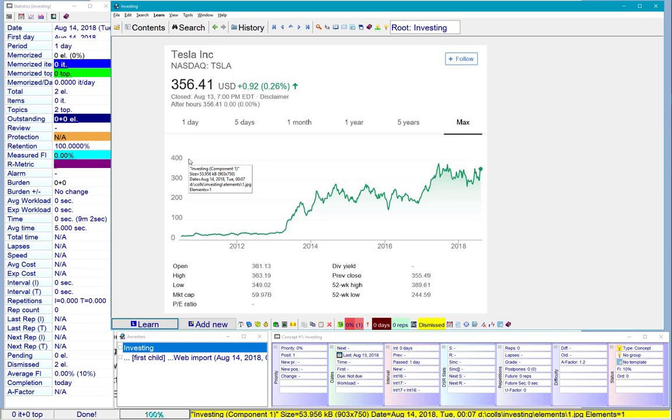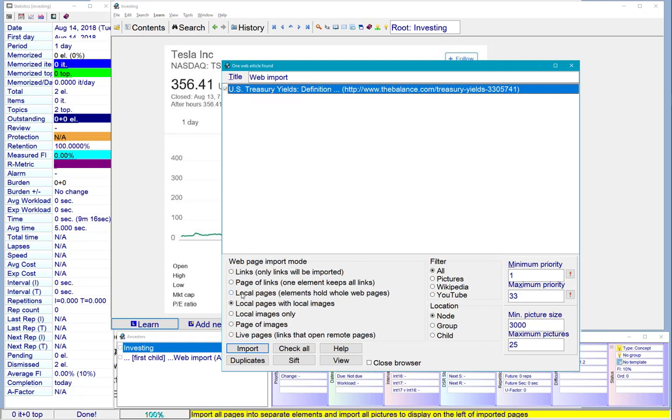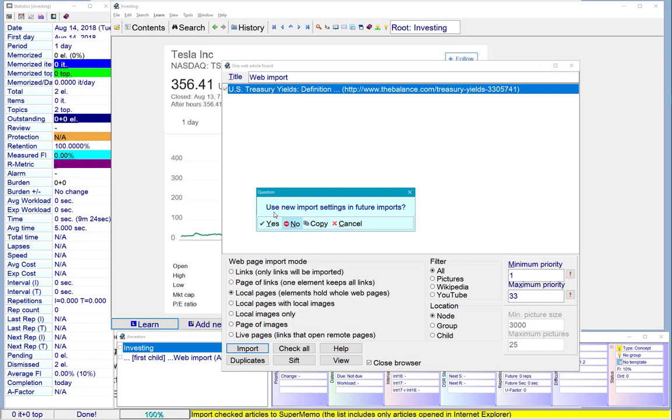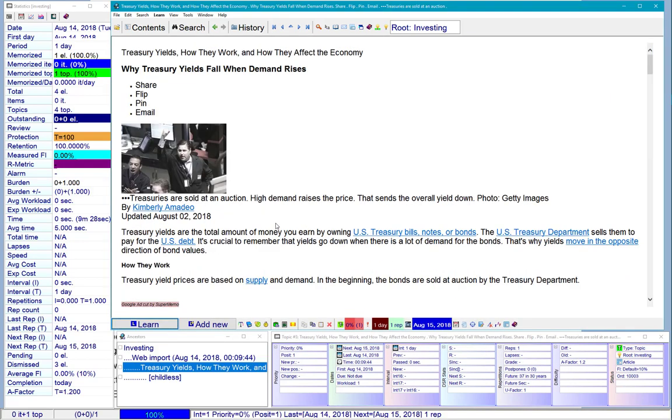Here I have a new collection called Investing. I'll try to import my article. So I'll do import, select my article, choose local pages, close and import, import, use new, yeah, okay, here is my article now.